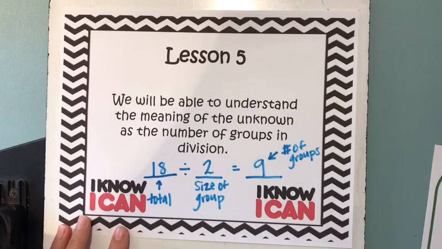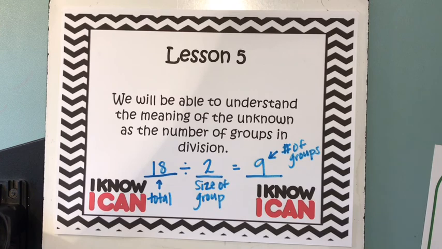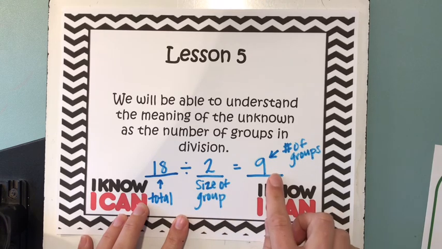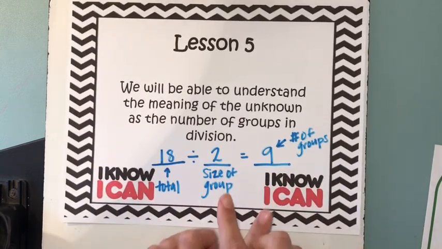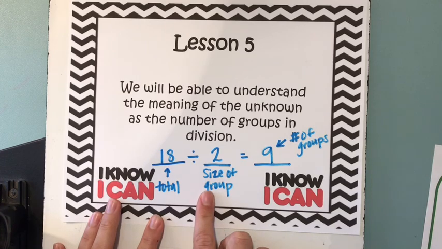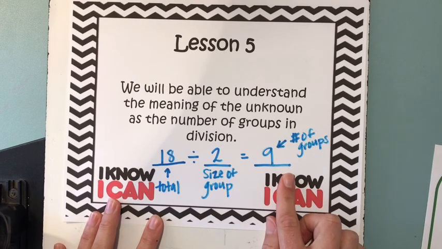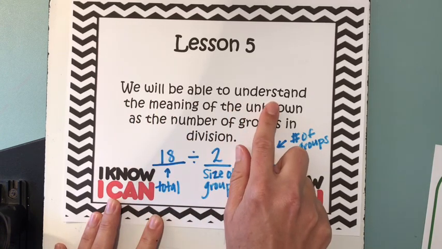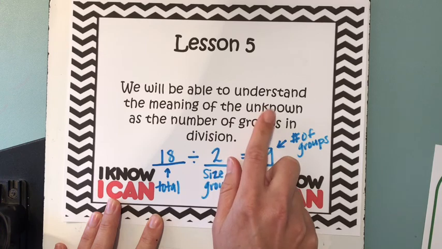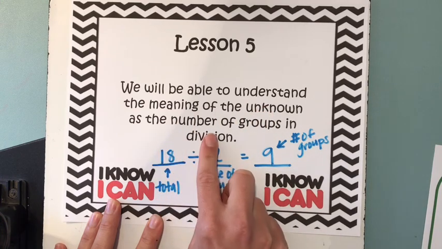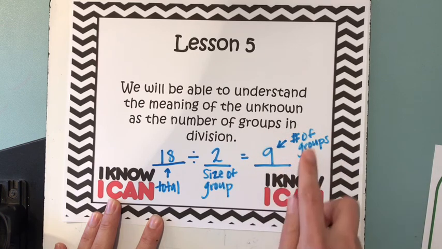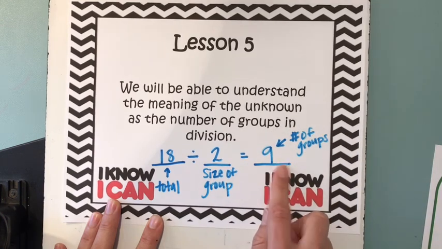All right, lesson 5. And we are still focusing on division. But this time, instead of the unknown being the size of the group, they're going to switch it on us. Now we know the size of the group, but we don't know the number of groups. So here's our objective. We will be able to understand the meaning of the unknown as the number of groups in division. So this part is what we're figuring out today. How many groups do we have?